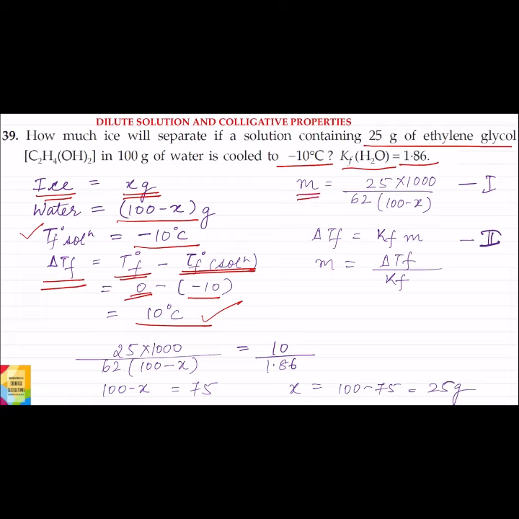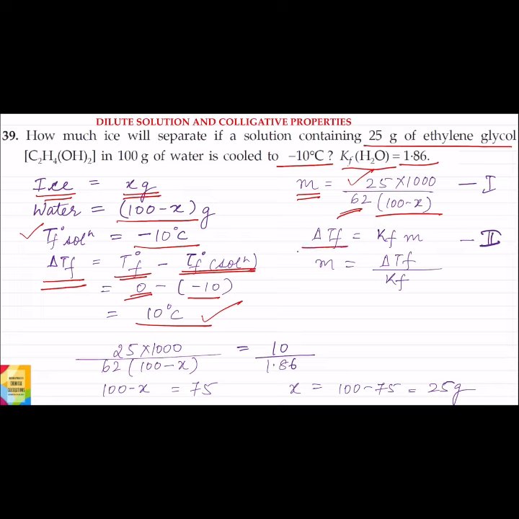Now molality of the solution will be equal to moles of solute. Solute क्या है? Solute है ethylene glycol, and moles of ethylene glycol हो जाएगा weight of ethylene glycol, that is 25 gram, divided by molecular weight of ethylene glycol, that is 62 gram per mole, divided by weight of solvent in kgs. Now weight of solvent here is 100 minus x gram, और इसको kg में convert करेंगे. For that we will divide it by 1000. So molality is equal to 25 into 1000 divided by 62 into in brackets 100 minus x.